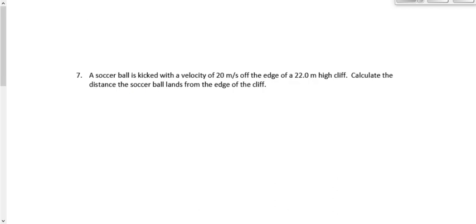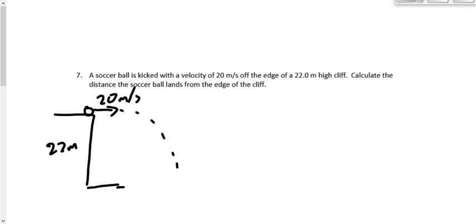Next question, number 7. A soccer ball is kicked with a velocity of 20 meters per second off the edge of a 22-meter cliff. What's the distance the soccer ball travels from the edge of the cliff? Here's the soccer ball. The cliff is 22 meters high. It's 20 meters per second. We know the shape of this, right? What's the shape of it?